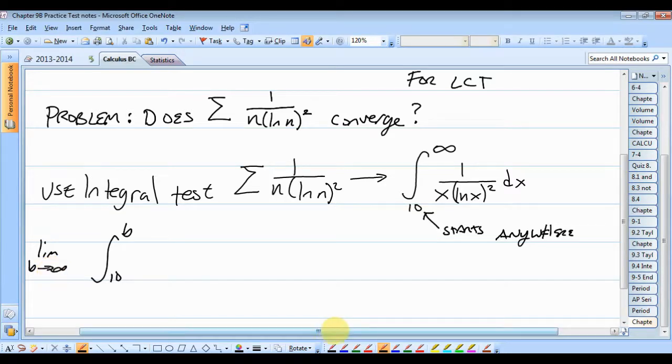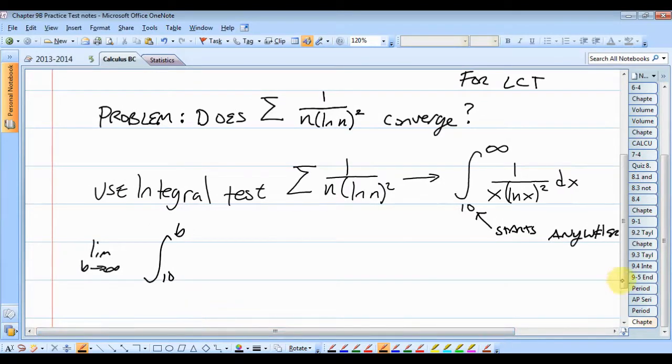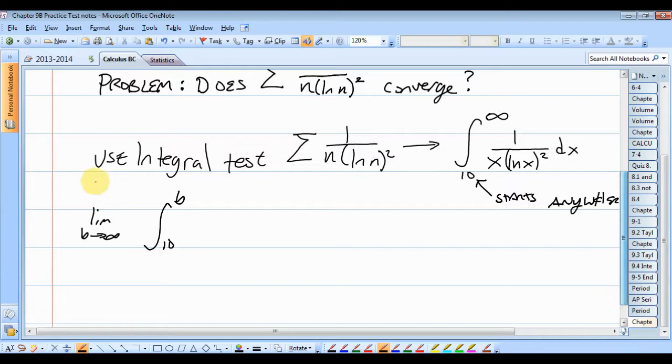Computer's running out of juice. This is chapter 8, I think, work? No, this one right here. Limit as b goes to infinity. That's chapter 8, isn't it?